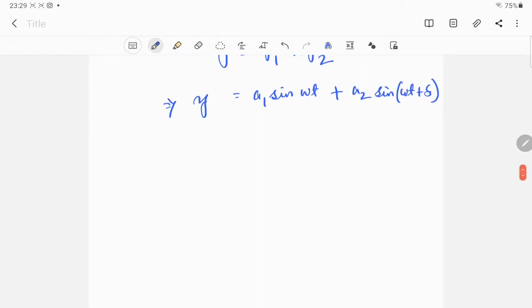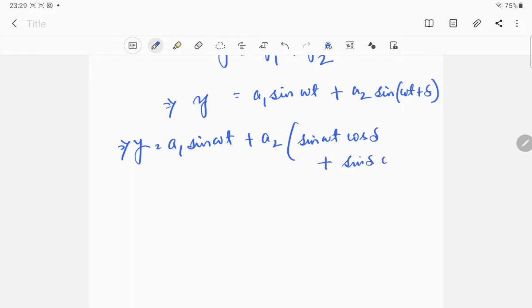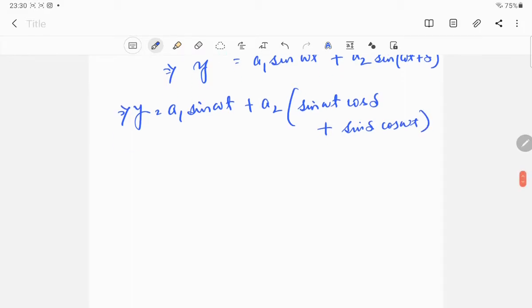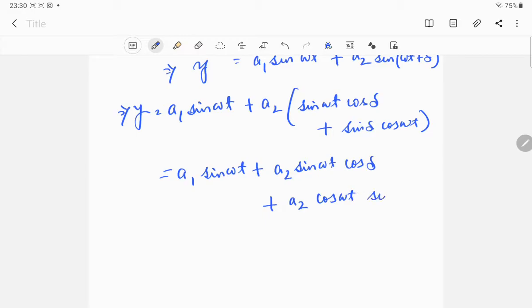After that we are simply going to do some mathematics. So A1 sine omega t, then A2 sine omega t plus delta, using the sine a plus b formula, everyone knows it: cos delta plus sine delta cos omega t. All right, so it is A1 sine omega t plus A2 sine omega t cos delta plus A2 cos omega t sine delta. So further simplifying, what do we have?